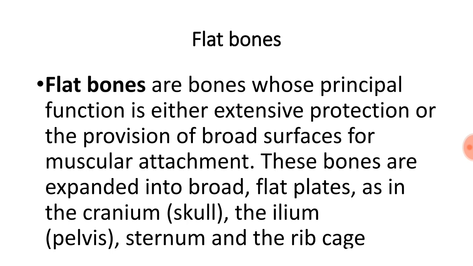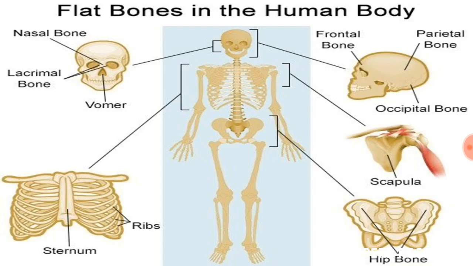Ukiangalia structures of these parts of the body, they are flat. Cranium imetengenezwa na flat bones, pia sternum it is flat, rib cage they are flat, and some other types of bones ambazo ziko flat, lakini na zenyewe zipo kwenye aina ya flat bones. These are flat bones in the human body.